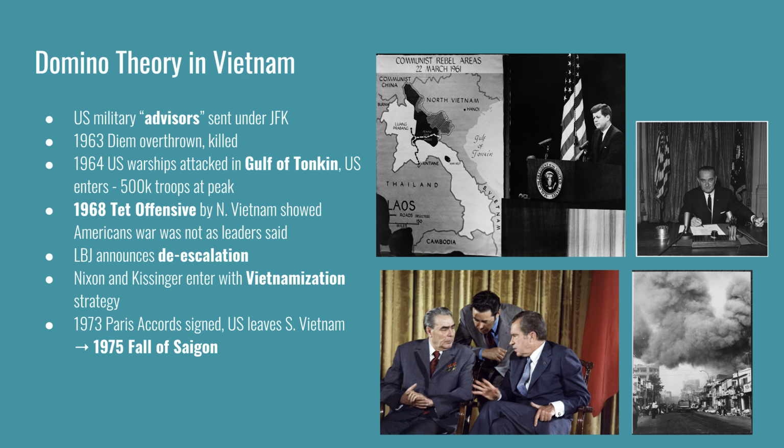American ships were supposedly attacked by the North Vietnamese Navy, and that gave President Johnson the reason he needed to ask Congress to send troops to contain the North Vietnamese from spreading communism to South Vietnam. At the peak of the Vietnam War, the U.S. had 500,000 troops in Vietnam.